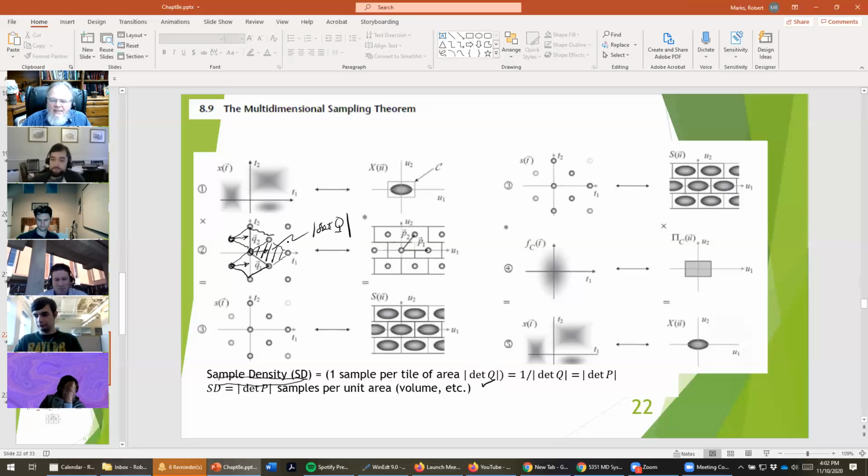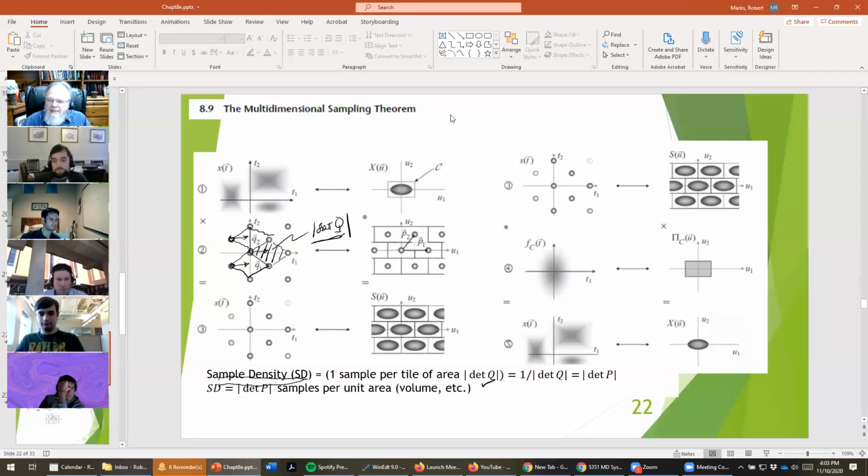What is the area? Say this is 2 dimensions and these are spatial dimensions, say in an image. This is x1 and x2, so they'd be measured in something like millimeters. What would be the units of the determinant of Q? Yeah, square millimeters. This is what you measure areas in a 2-dimensional plane, correct?